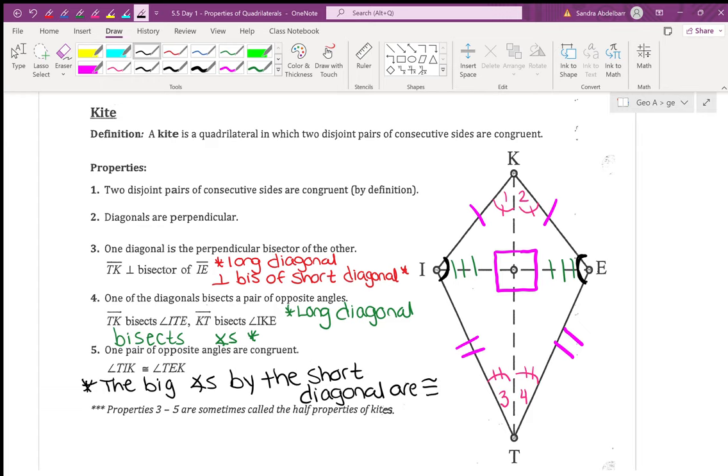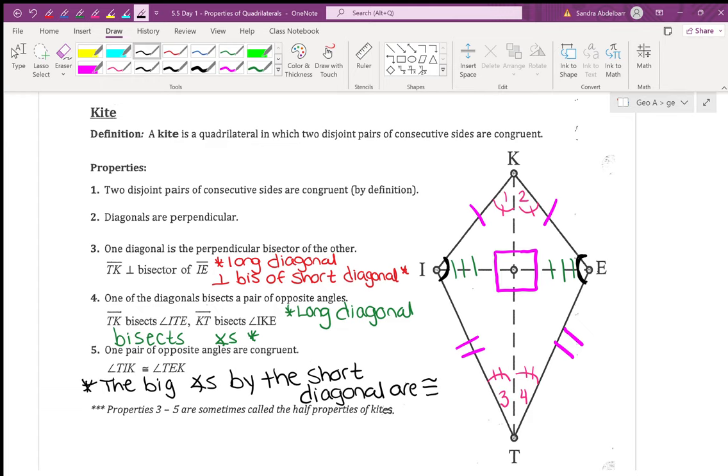Milo? A rhombus. It's sort of like, you know, that song, Anything You Can Do, I Can Do Better, right? That's like a rhombus to the kite. Everything the kite can do, the rhombus can do better, because the kite just does it half. That's why we say these are half properties. So in a rhombus, the diagonals bisect both angles, right? In a kite, only the long diagonal bisects the angles. Right? In a rhombus, the diagonals bisect each other.